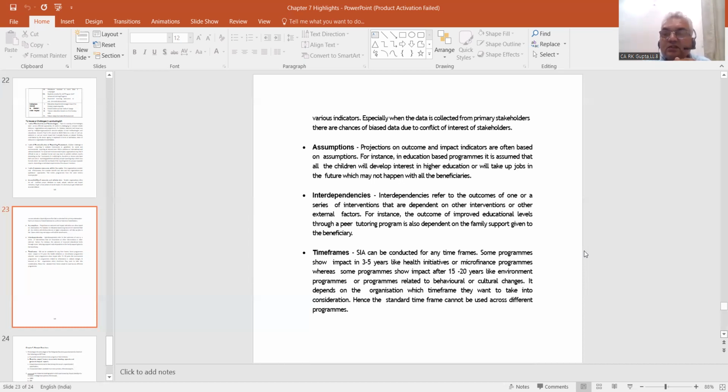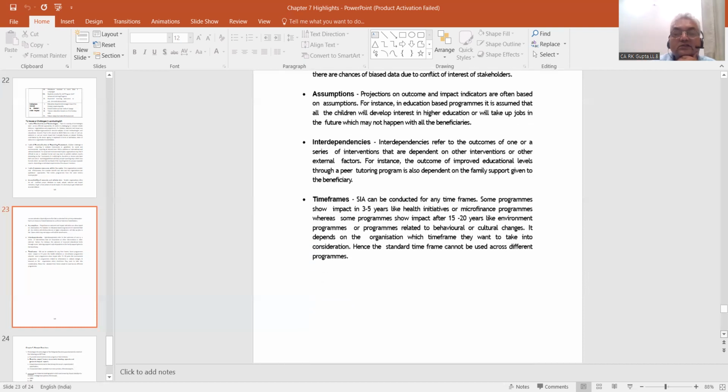Then time frames. The social impact assessment can be conducted for any time frame. Some programs show impact in 3 to 5 years, like health initiatives or microfinance programs, whereas some programs show impact after 15, 20 years, like environmental programs or programs related to behavioral or cultural changes. So it depends on the organization which time frame they want to take into consideration. Hence, the standard time framework cannot be used across different programs. So these are some of the challenges. Now let us see some questions.